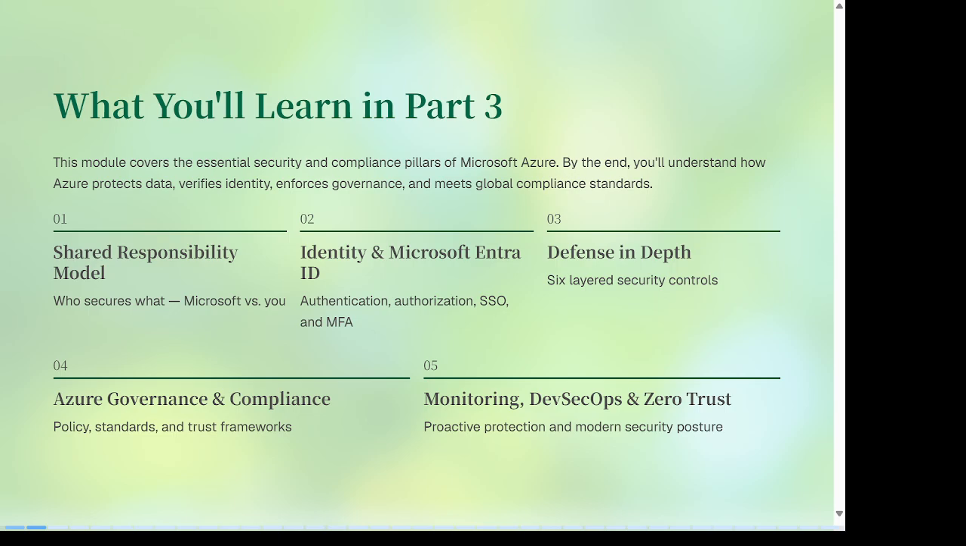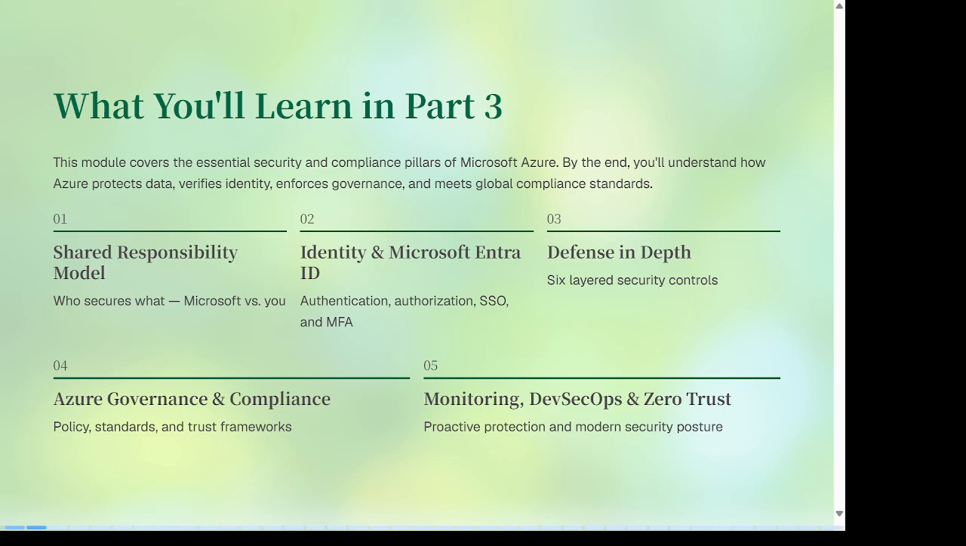Next, we will learn Microsoft Entra ID, Azure's identity and access management service. You will learn the difference between authentication and authorization, how single sign-on works, why multi-factor authentication is so effective, and how Azure verifies identities before granting access.